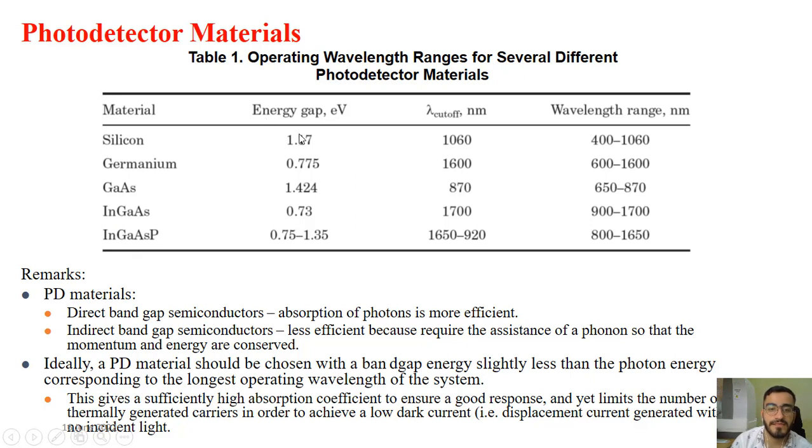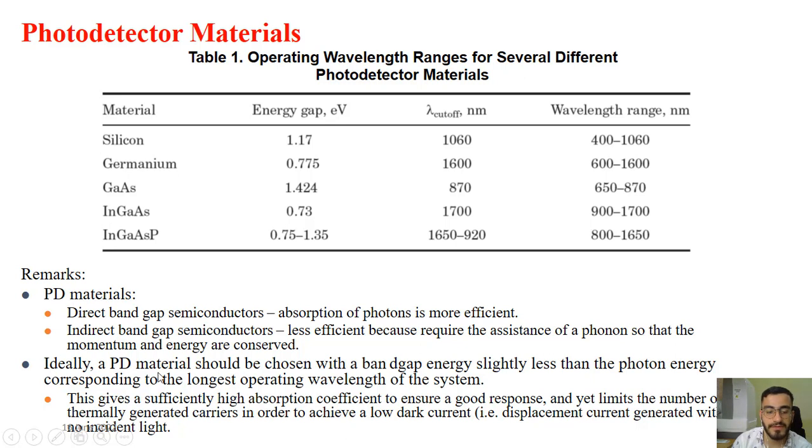Then we have different energy band gaps, and we have different values of the cutoff wavelength and the wavelength range. When talking about these tables and the photodetector materials, you have two types: direct band gap and indirect band gap. In a direct band gap semiconductor, absorption of photons is more efficient, and an indirect band gap semiconductor is less efficient because it requires the assistance of a phonon so that the momentum and energy are conserved.